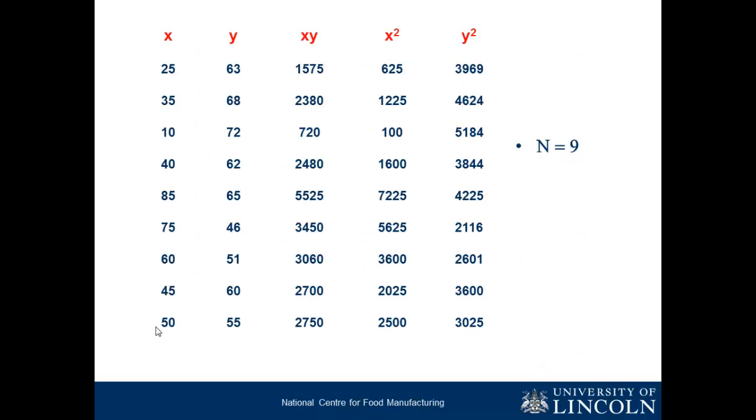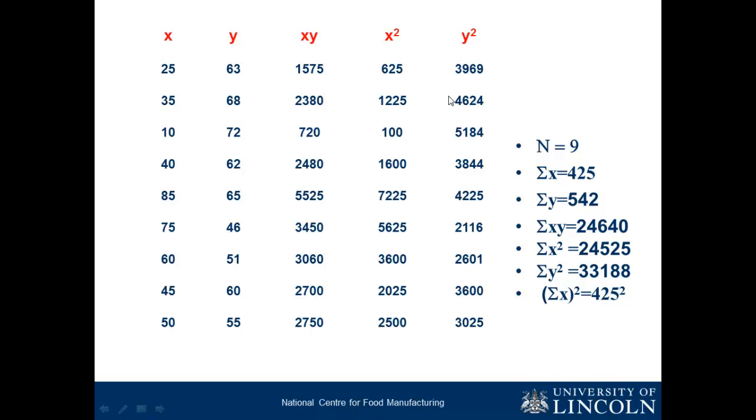Now, our summation x is adding all of this together. That is the summation x. Summation y, add all of this together. Summation xy, add all of this together. Summation x square, add all of this together. Summation y square, add all of this together. And don't forget, summation x square, add all of this together, and summation y square, add all of this together.